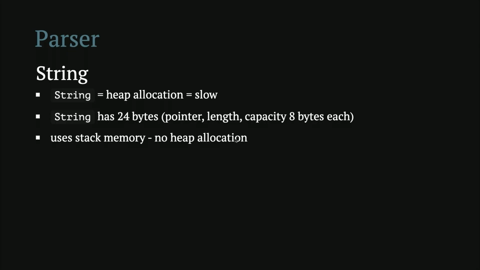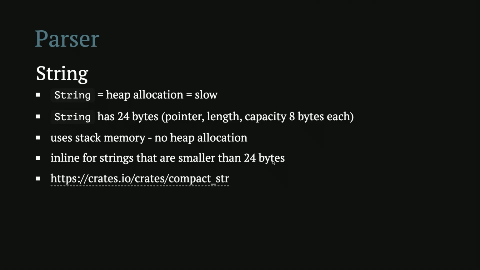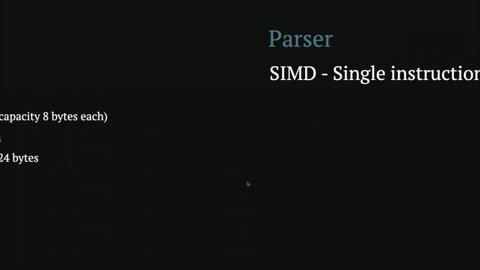What you want to do is remove this heap allocation for the program. What you can do is use stack memory, and try to inline the strings that are smaller than 24 bytes into the string. This is not doable in JavaScript, but it's doable in Rust. And I used a package for this optimization. With this optimization, all strings less than 24 bytes will not have heap allocations.